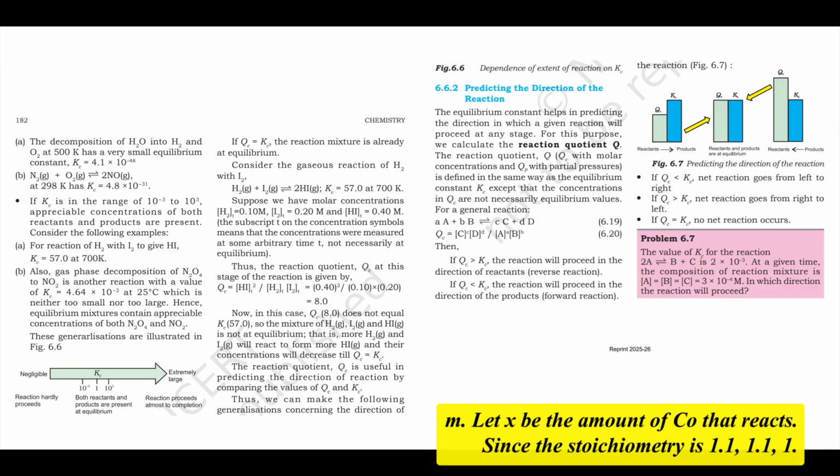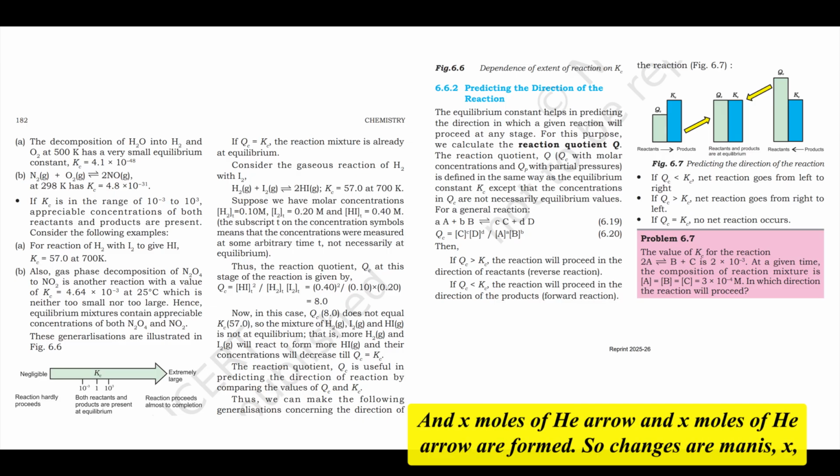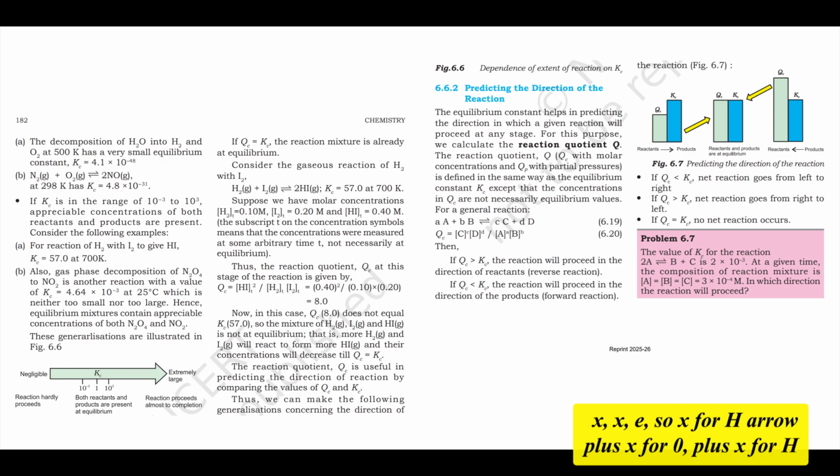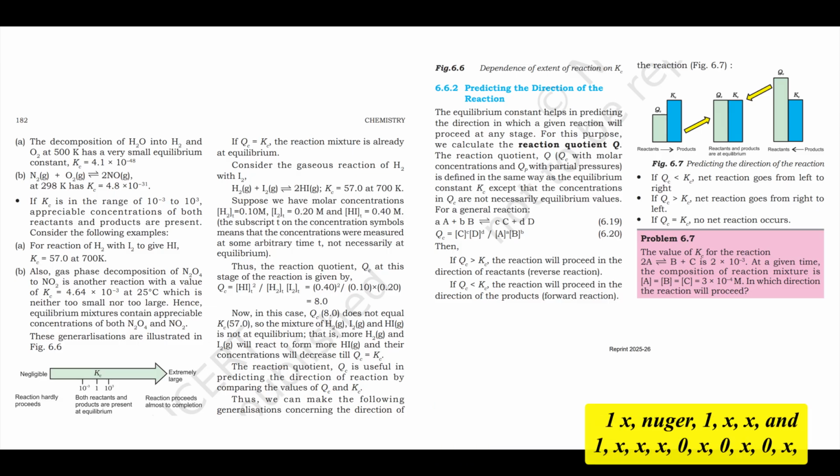Since the stoichiometry is 1:1, if X moles of CO react, then X moles of H2O also react, and X moles of CO2 and X moles of H2 are formed. So the changes are minus X for CO and H2O, plus X for CO2 and H2. At equilibrium: CO is 0.10 minus X, H2O is 0.10 minus X, CO2 is X, and H2 is X. Now, step 3, substitute these into the Kc expression: Kc equals X times X over (0.10 minus X) times (0.10 minus X).